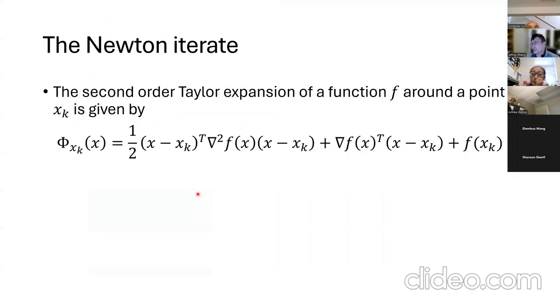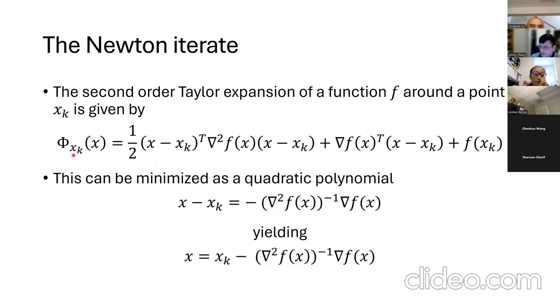So the Newton iterate looks like this. Again, I'm forming the second order Taylor expansion. Anytime we have a Taylor expansion in this talk, we're going to call it phi. This gives us a quadratic polynomial, and then we just minimize that. It's a quadratic polynomial, so it has a really nice closed form. And it's that closed form that makes Newton's method really desirable and pretty much omnipresent in optimization.